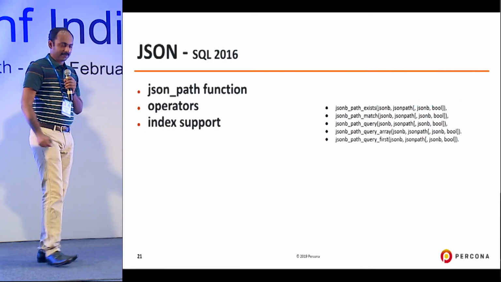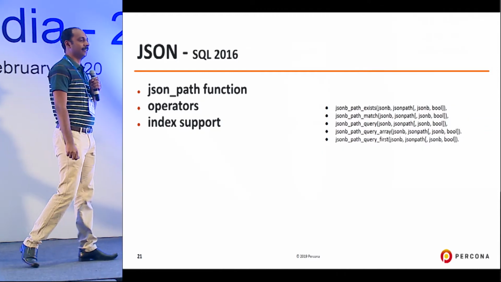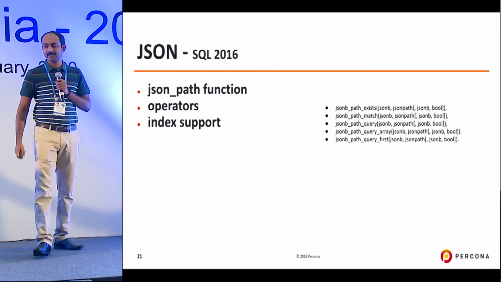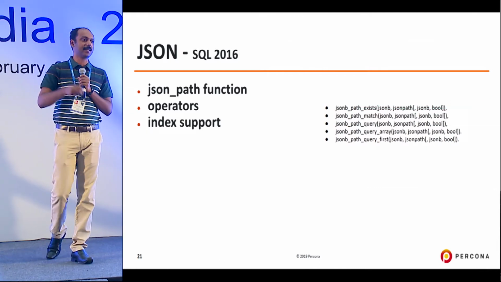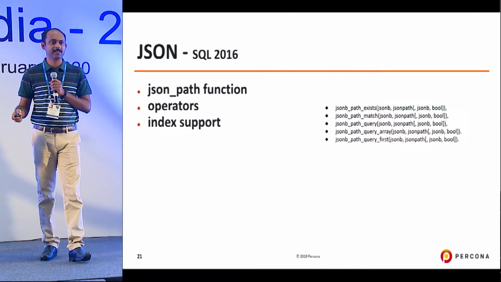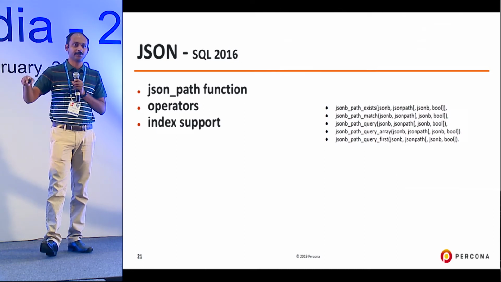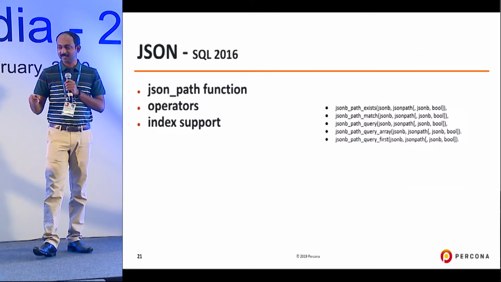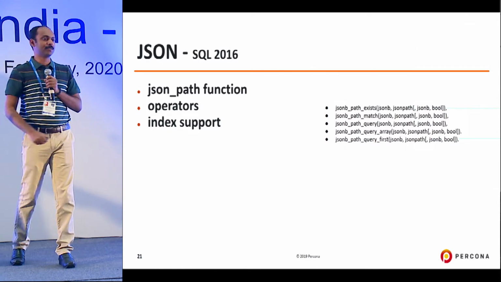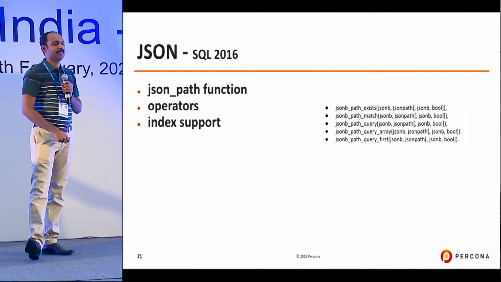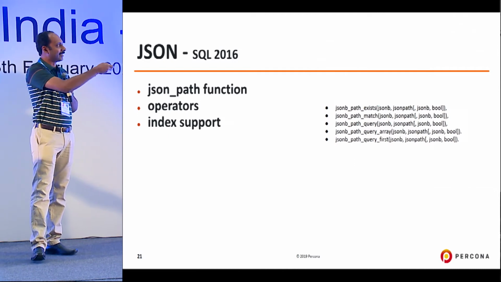And this is a new feature. This JSON path, just like XPath expression and all, JSON path expressions are introduced in the SQL 2016 specification. And Postgres is one of the front runners in adopting those standards. And now we have the standards.